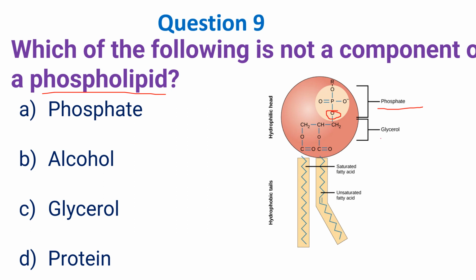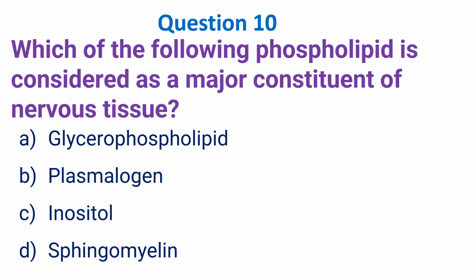This glycerol, alcohol, and phosphate are components of a phospholipid. But protein is not a component of a phospholipid. So option D is correct. Protein is not a component of a phospholipid.